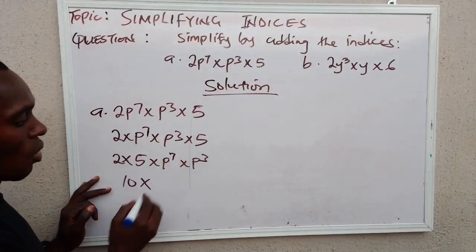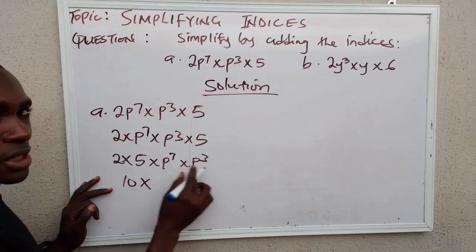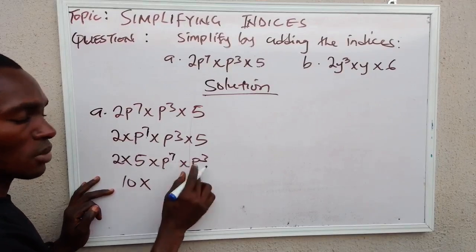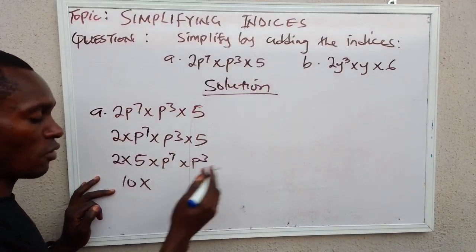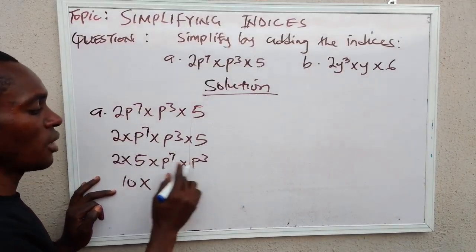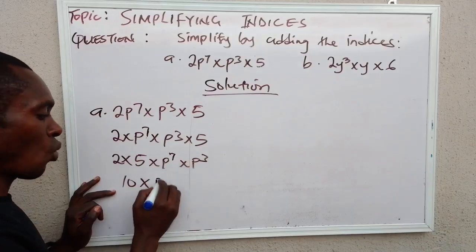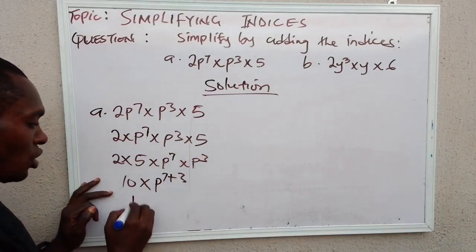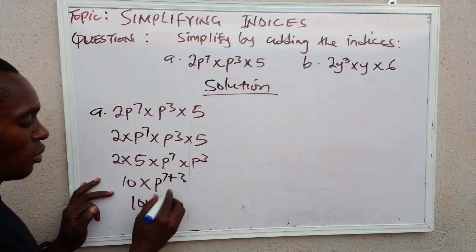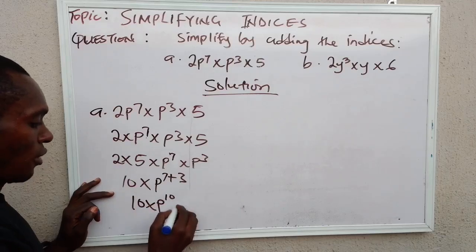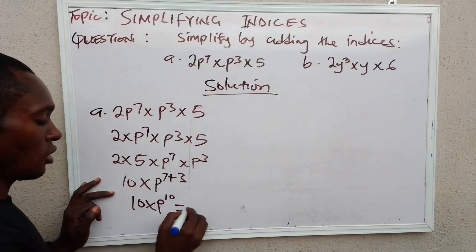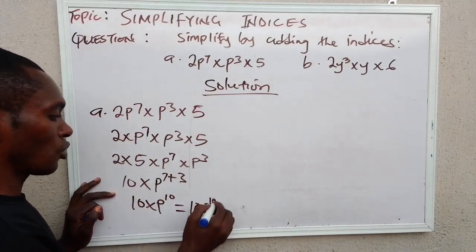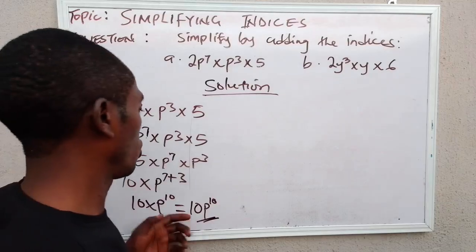So what we're going to do is this: we'll pick one of the p's since they are the same. One of the laws of indices says that if the terms are the same, that's the multiplicative law, or law of multiplication. If you have the same terms multiplying each other, you pick one of the terms and add the powers. So 7 plus 3, we have 10 times p. 7 plus 3 is 10. So we're going to have 10 times p raised to the power of 10, which is 10p^10. So you are done with this. The solution to this question.